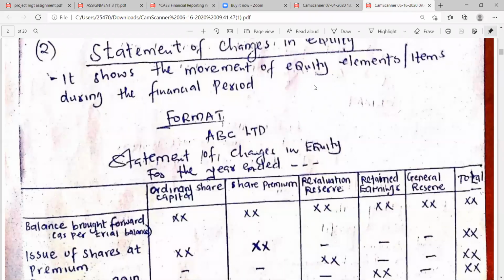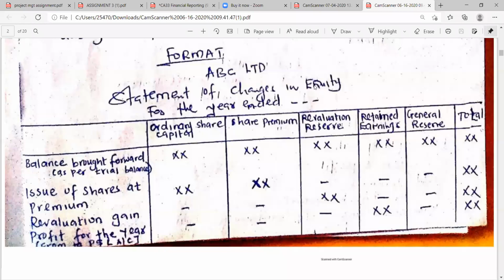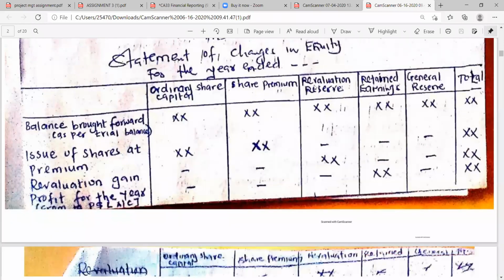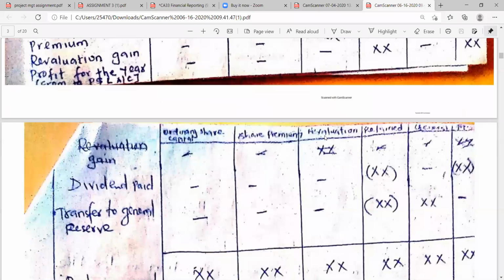After that, we are concerned with the dividends, which I've said are paid out of the profit. So the dividends paid are subtracted under the retained earnings column. If you check on your notes, these dividends are subtracted under the column of retained profit. Then transfer to general reserve.